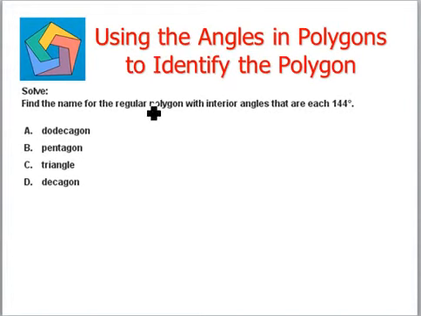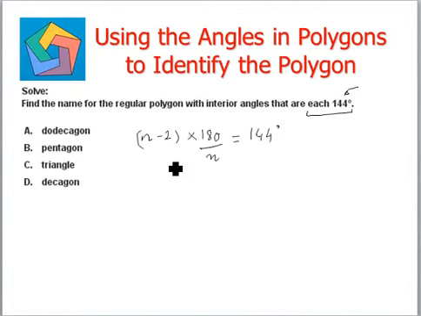Find the name for the regular polygon with interior angles that are each 144. Here we are given the measure of one interior angle. So we'll use the second formula, that each angle of a polygon is given by (n minus 2) times 180 divided by n equals each angle, that is 144 degrees in this case. So now for simplification, we'll do the cross multiplication like this. So this is 180 times (n minus 2) equals 144 times n.